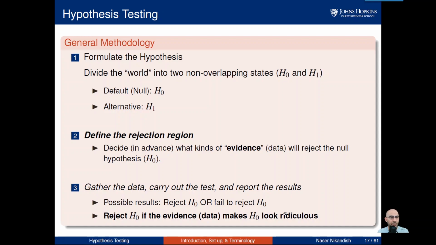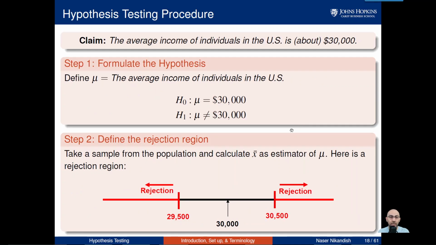All right, everyone. So now that we talked about formulating hypothesis, let's talk about defining rejection region. Let's say we have this claim that average income of individuals in the U.S. is $30,000. Mu equal to $30,000, and we assume that the person is not lying, so H0 is mu equal to 30,000 versus mu not equal to 30,000. So the way I'm going to test this is this.